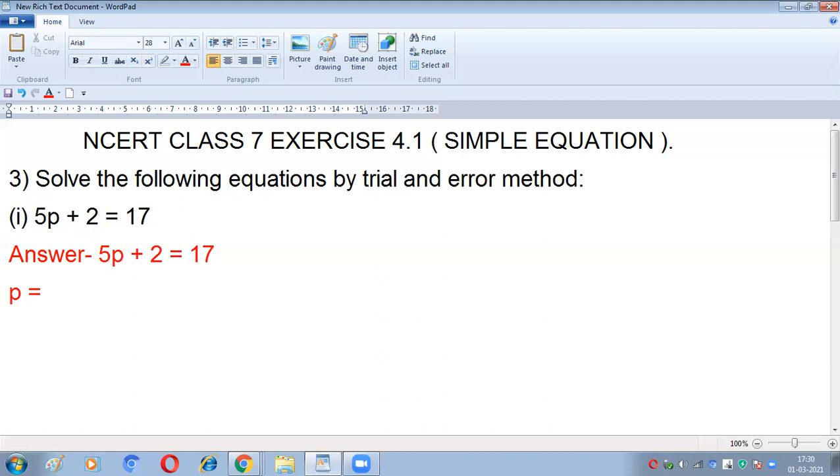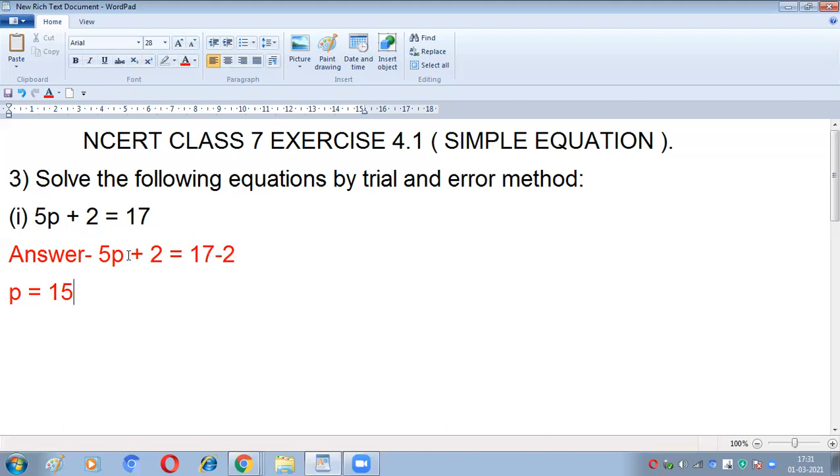So p is equal to, so first we'll take the variable which is in plus sign or in the negative sign. Okay, so this positive 2 will go to right hand side, that means in front of 17, and the sign will change to minus sign. Okay, 17 minus 2. As we all know, 17 minus 2 is 15.